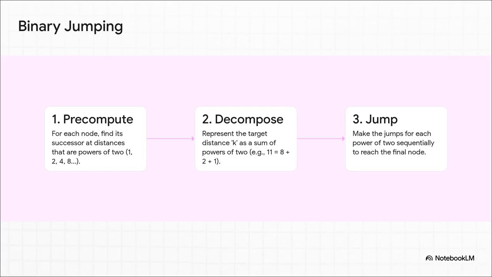Here's how it works. First, for every single node, we pre-calculate where we'd land after 1 step, 2 steps, 4 steps, 8, 16, and so on, all the powers of 2. Then, if we want to make a big jump, say 11 steps, we just break 11 down into its binary parts, which is 8 plus 2 plus 1. So we just make an 8-step jump, then a 2-step jump from there, and then a final 1-step jump. 3 jumps instead of 11. Imagine doing that for a billion steps. It's a massive, massive speed up.